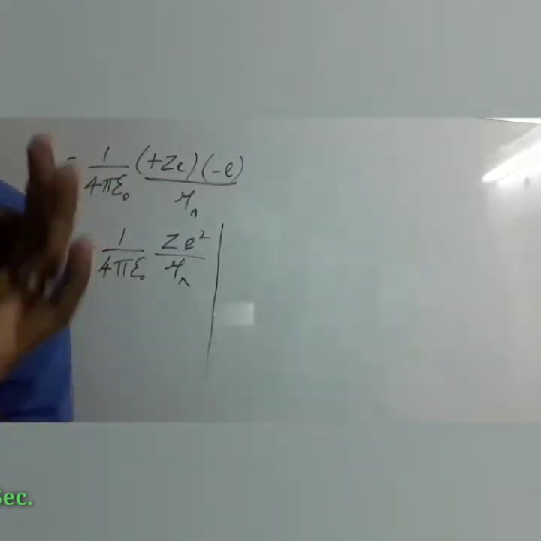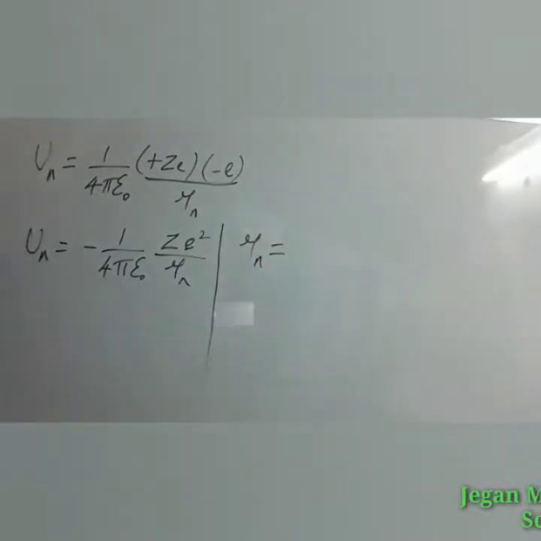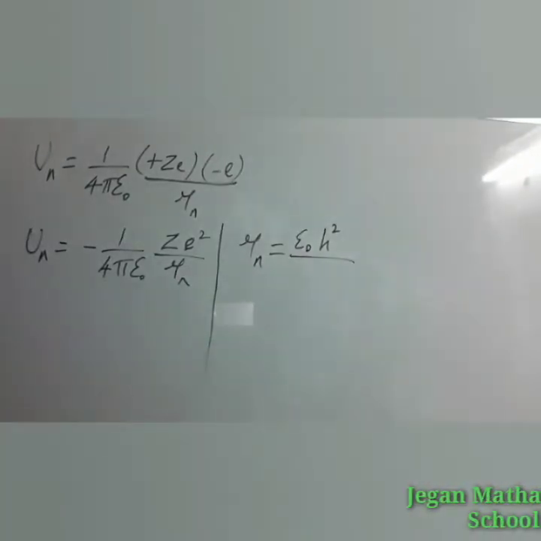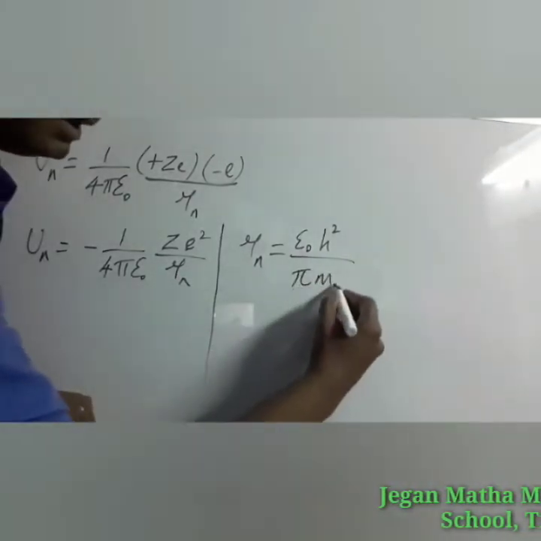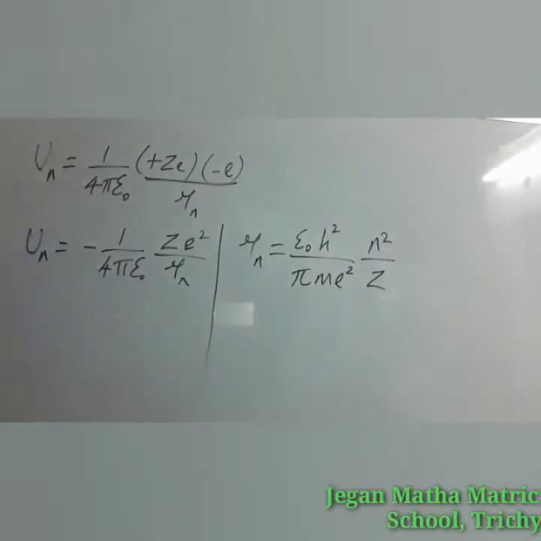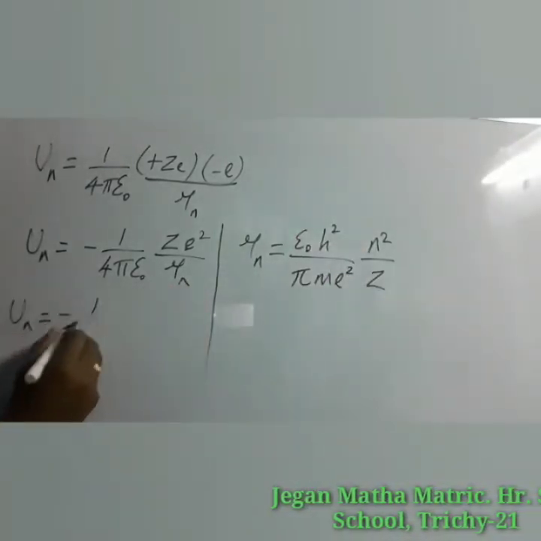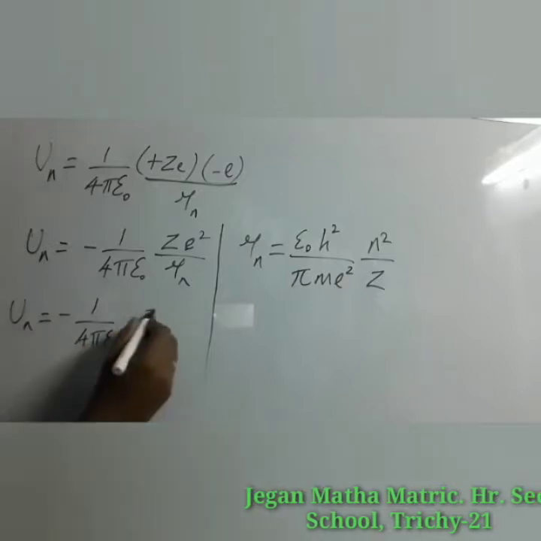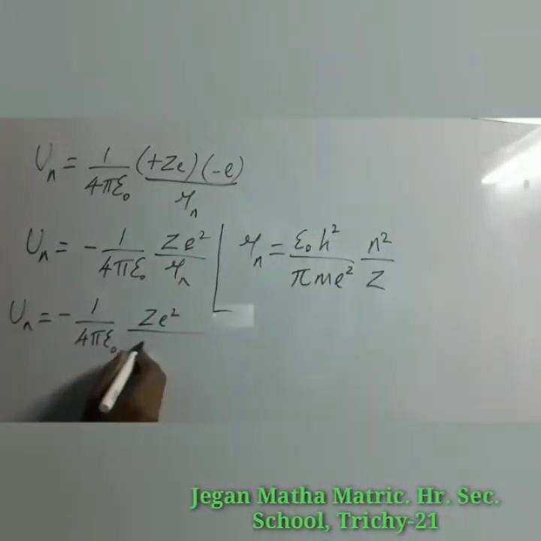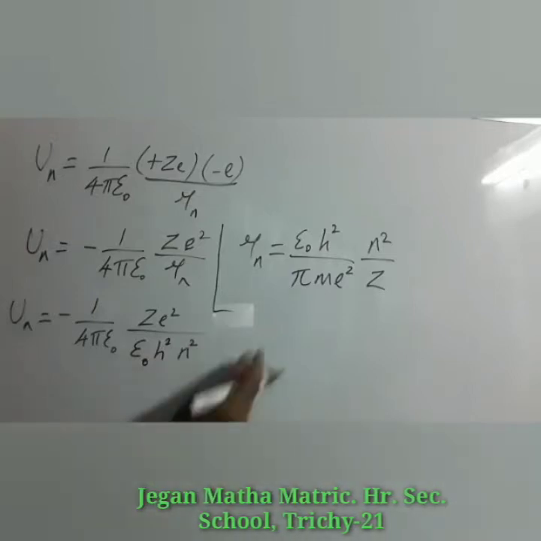In the last video we found the radius of the nth orbit. What is the value of Rn? Rn is equal to epsilon naught h square n square divided by pi m e square Z. So in this expression we are going to substitute this value: Un equal to minus 1 by 4 pi epsilon naught Z e square divided by, instead of Rn, you can substitute epsilon naught h square n square divided by pi m e square Z.